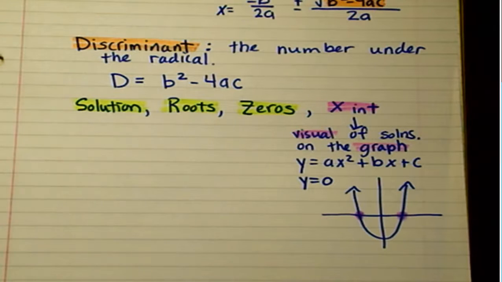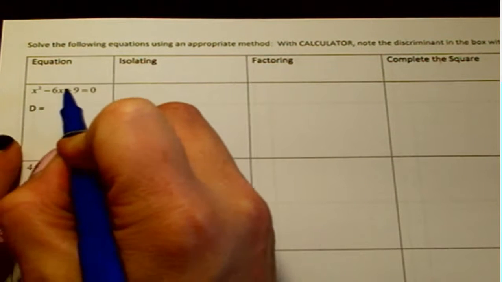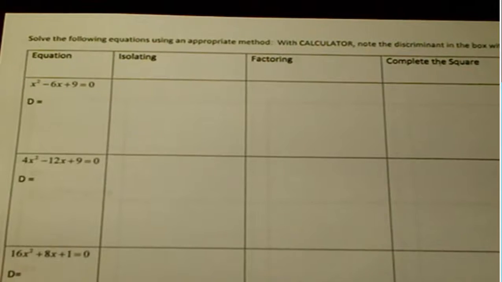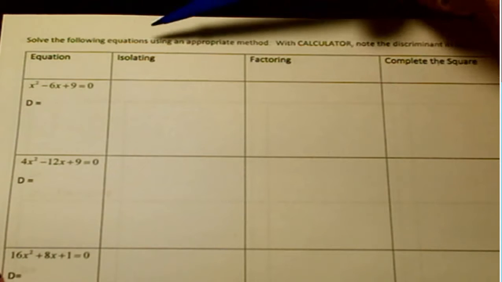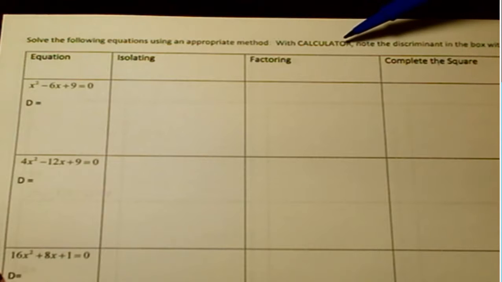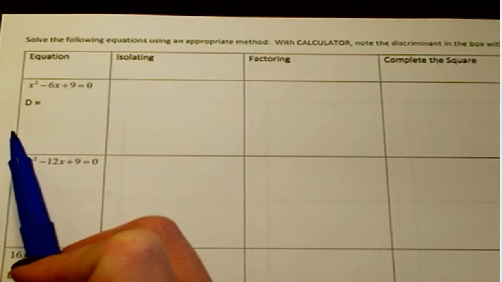Okay, so here is your worksheet. I want you to go ahead and find the staples in the top right corner, and we're starting with this equation right here, x squared minus 6x plus 9. Okay, so solve the following equations using an appropriate method. You may use the calculator. Note the discriminant in the box with the equation. So you are going to record what the discriminant is, all right?